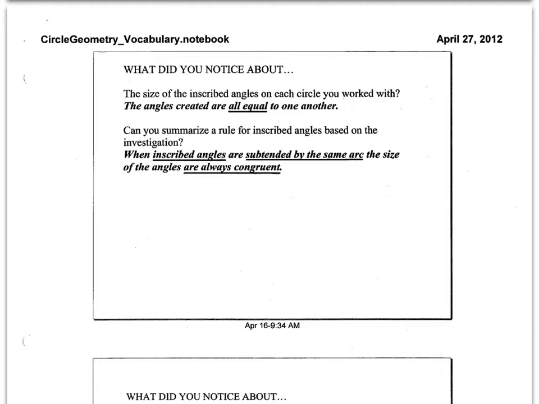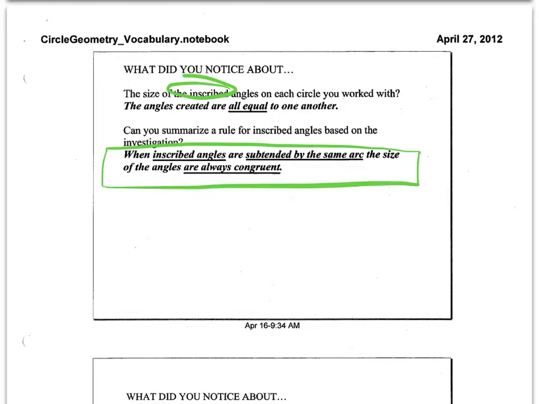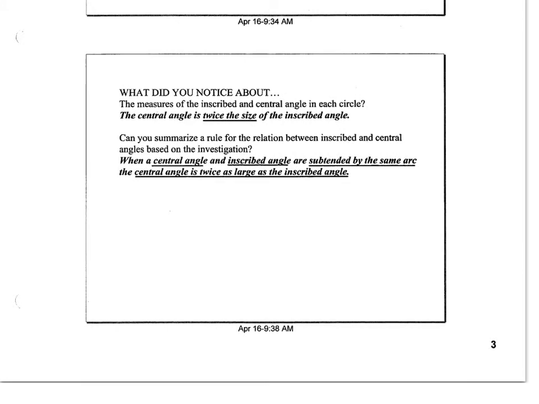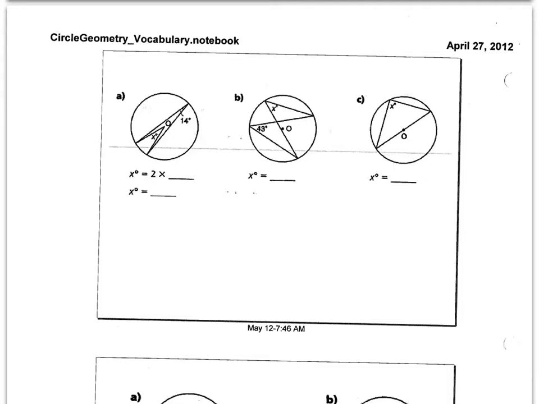This part here just summarizes the two things we just talked about: if you have inscribed angles on the same arc, they are congruent, or the same. At the same time, the central angle will be twice your inscribed angle. So keep that in mind as you start working through these questions. Okay, first one. Again, we'll just straighten that out.